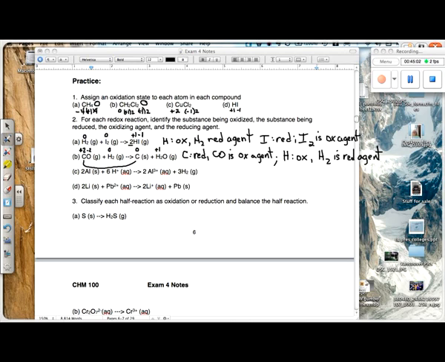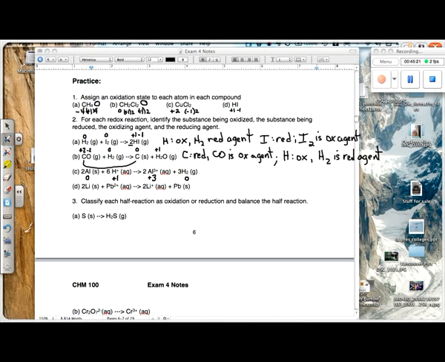C. Aluminum, the element, is 0. H plus, positive 1, same as the charge. On the other side, aluminum with a 3 plus, same as the charge. And then here we have hydrogen, the element. Focus on the changes in oxidation number.